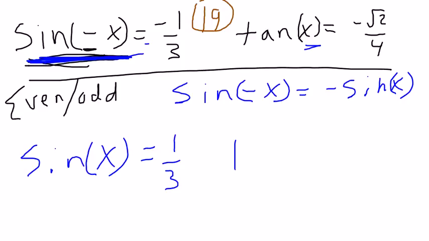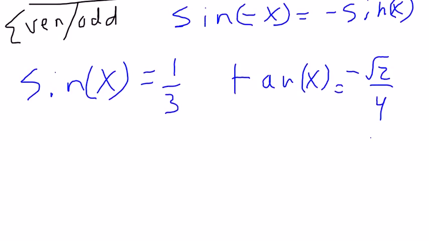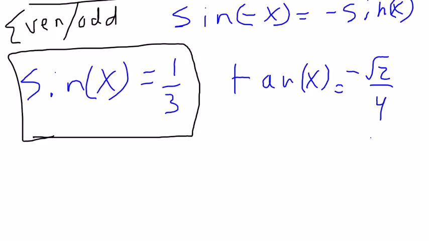And tangent doesn't change. Tangent of x is still negative square root of 2 over 4. So from this information, we can start making some triangles. It will be easier for this problem if we just focus on the sine, and the only thing we need to get from tangent is which quadrants we are in.